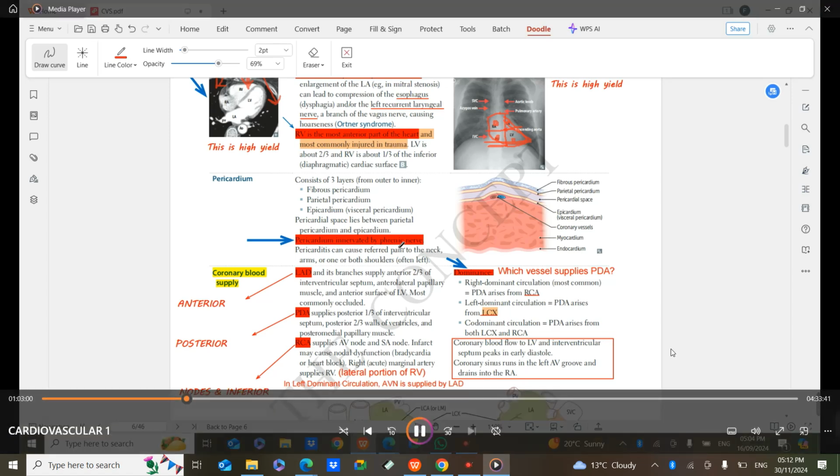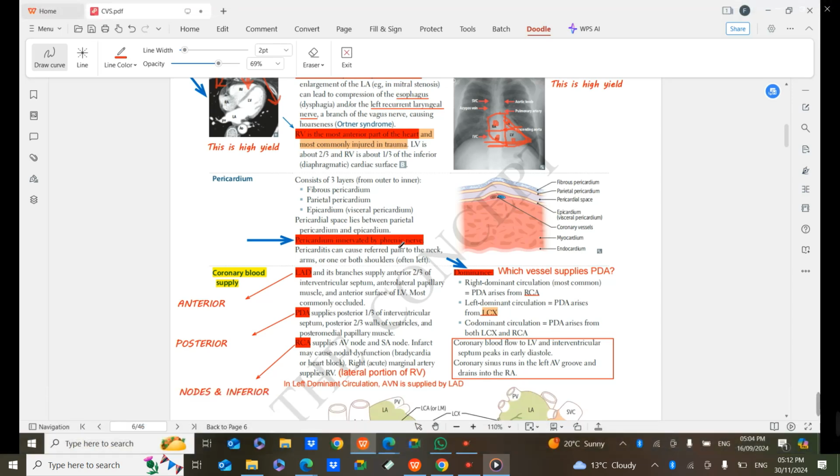This patient has fluid in the pericardium, and the patient is having pain relating to this place. Which nerve is carrying that pain? You go for phrenic nerve. So this is what they are most likely going to test.